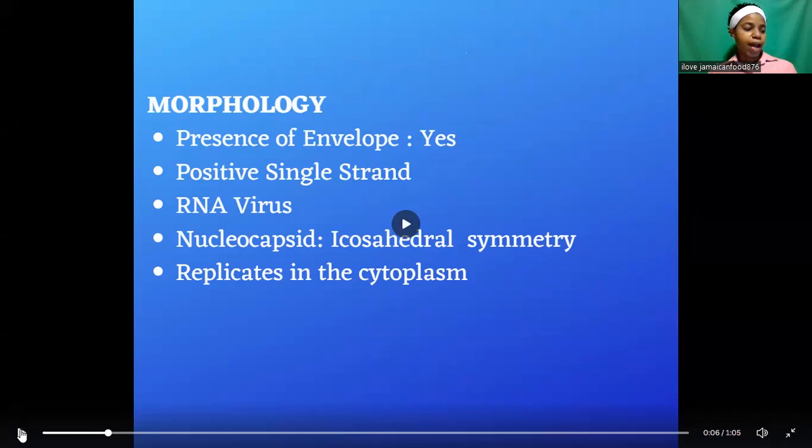The virus has the presence of an envelope. It is a positive single-strand virus. It is also an RNA virus. Its nucleocapsid is icosahedral symmetry, and it replicates in the cytoplasm. This morphology information is primarily for health science students who may be tested on its morphology.